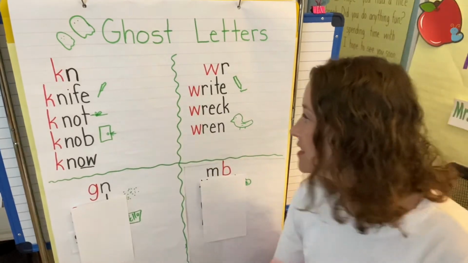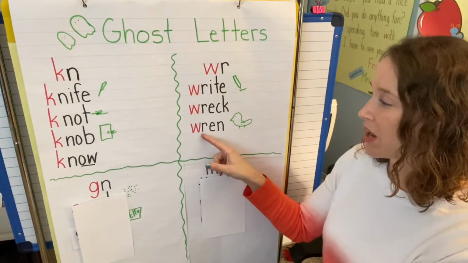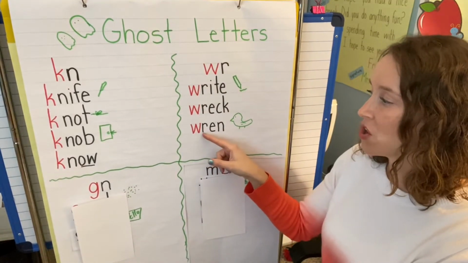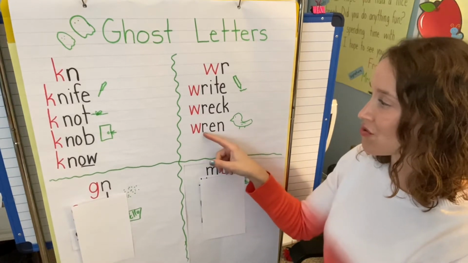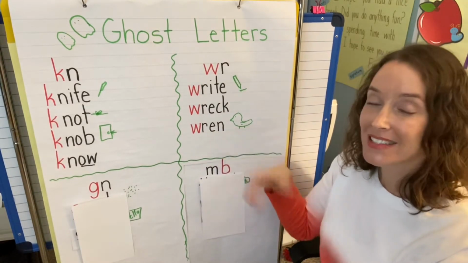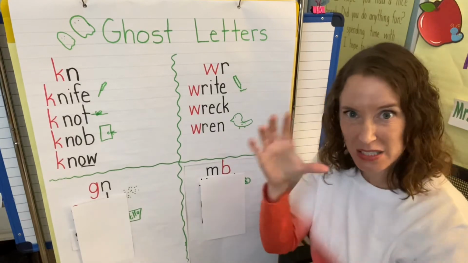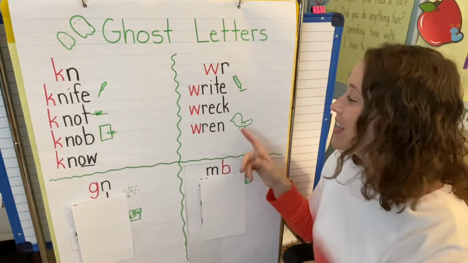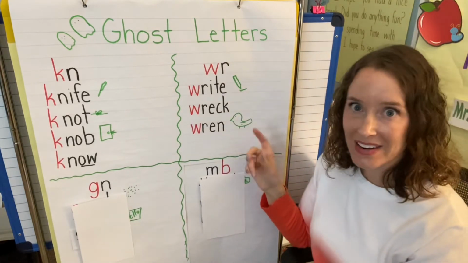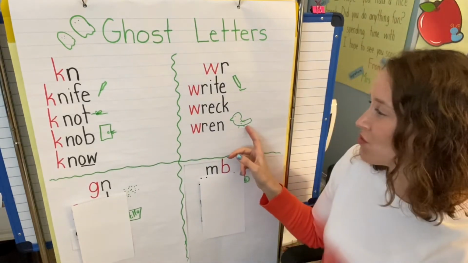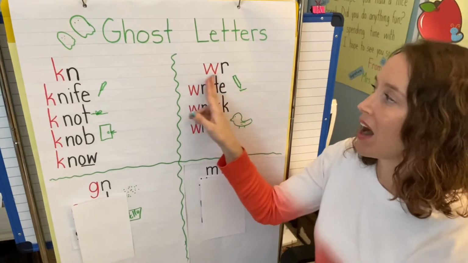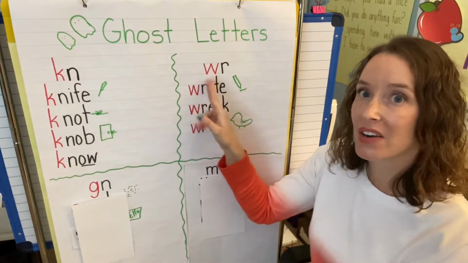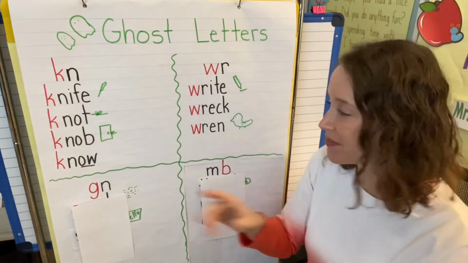Okay. And the last one. Quiet WR. So quiet W, R-N. Wren. And a wren is a type of bird. It's a small bird, and we have a lot of them where we live in New Jersey. So you can go outside and see a wren. It's a very small bird. Okay, wren. So again, quiet W. When you see the WR, W is quiet.